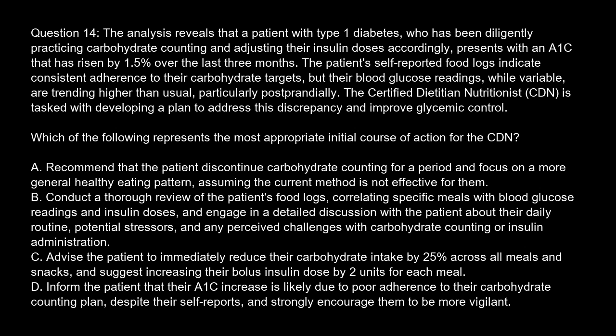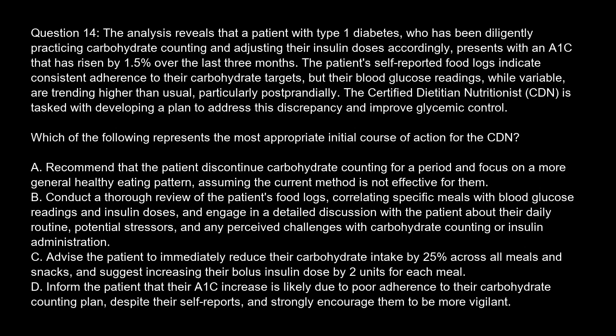Option A. Recommend that the patient discontinue carbohydrate counting for a period and focus on a more general healthy eating pattern, assuming the current method is not effective for them. Option B. Conduct a thorough review of the patient's food logs, correlating specific meals with blood glucose readings and insulin doses, and engage in a detailed discussion with the patient about their daily routine, potential stressors, and any perceived challenges with carbohydrate counting or insulin administration.